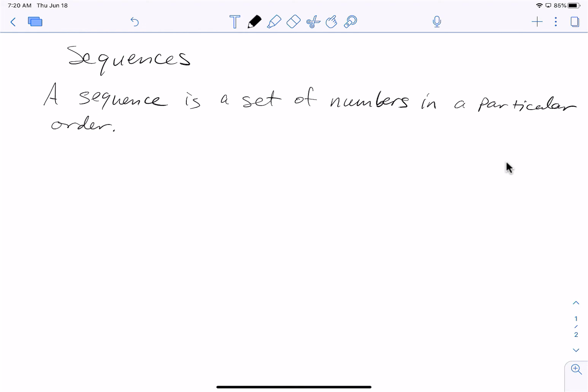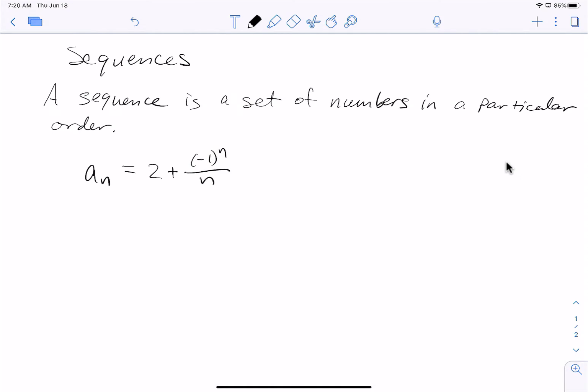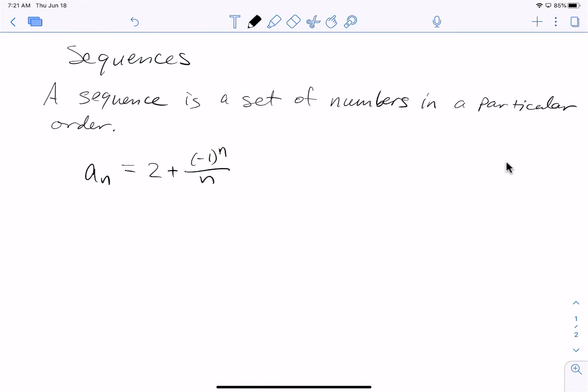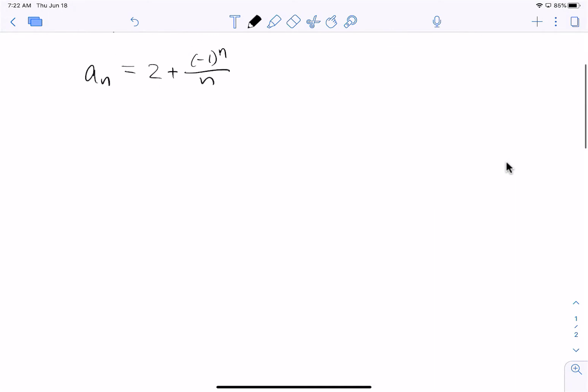In this series of videos, we're going to examine sequences. And a sequence is a set of numbers in a particular order. There are various ways to express them, but one would be, for instance, a sub n is equal to 2 plus negative 1 to the n divided by n. In the exercises we're going to see in this section, I'll bring the theory in as we need through the examples. So let's jump into this one.